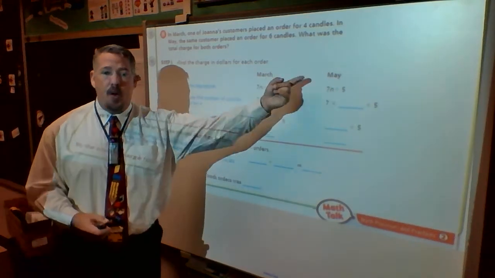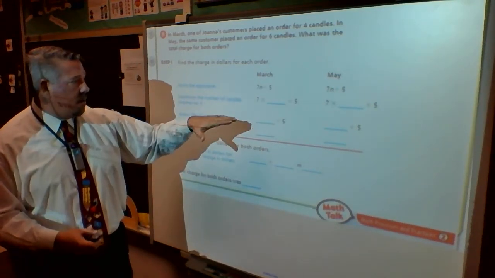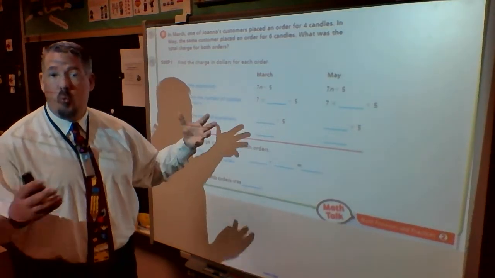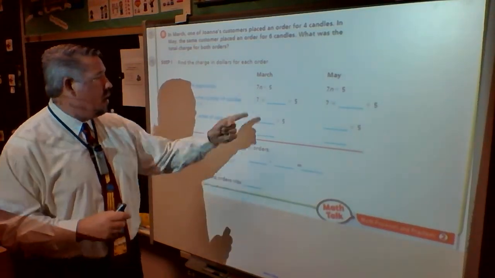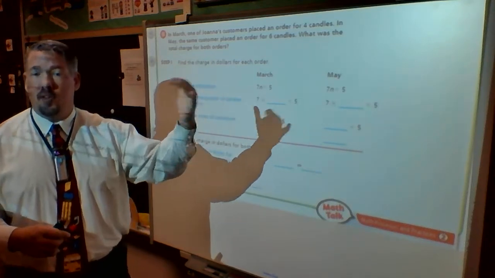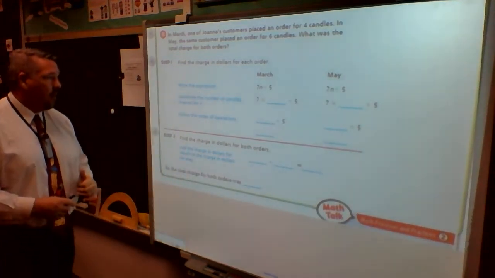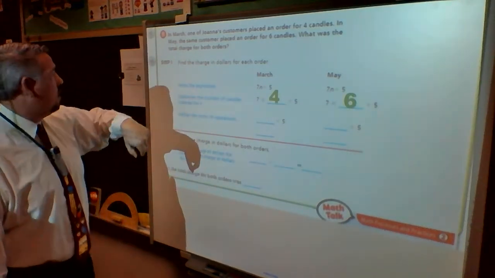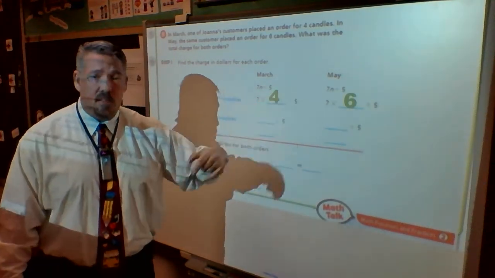So the same expression gets used. The same expression has 2 different terms. 7 times N would be 1 term because they're paired together. Adding 5 would be my other term. It's going to be the last thing that I do. If I look at March, then I know in March I bought 4, and in May I bought 6.